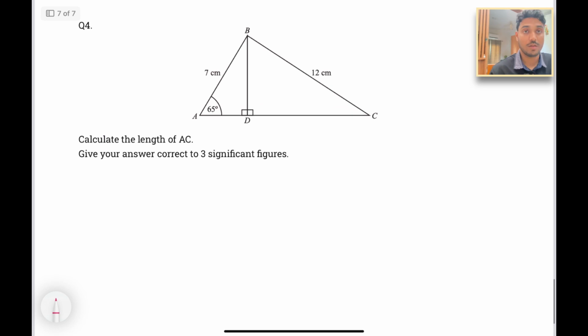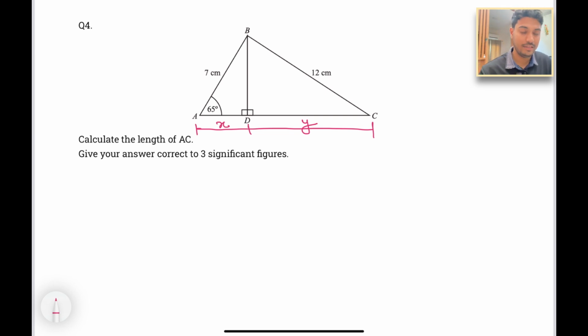Question number 4. So again, this is a compound shape. You can clearly see that a triangle ABC is divided into two right angle triangles, ADB and CDB. It says calculate the length AC, which is this length. Give your answer correct up to 3 significant figures. So first we can work out the length AD. This part, let's mark it as X. Then we can find the length DC. Let's mark it as Y. And then ultimately we can add X and Y, which will give us the length AC.